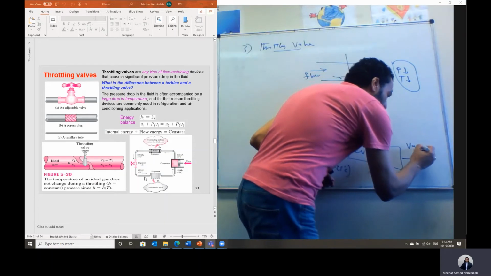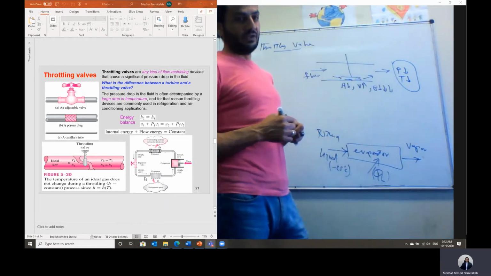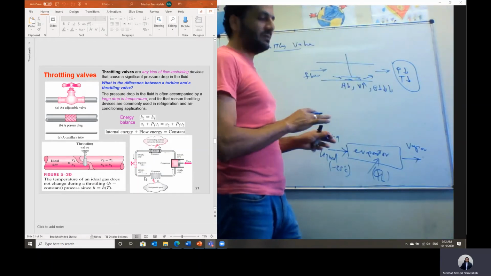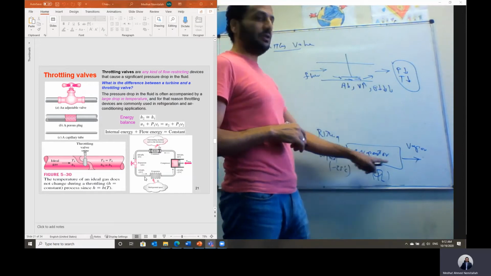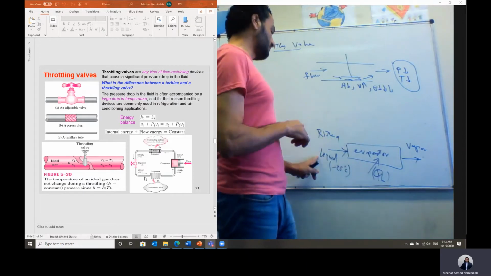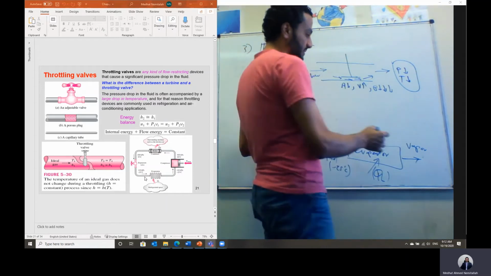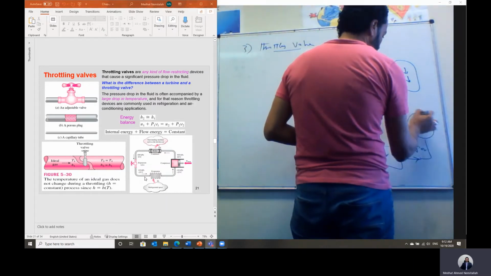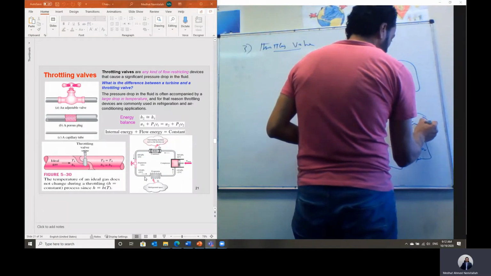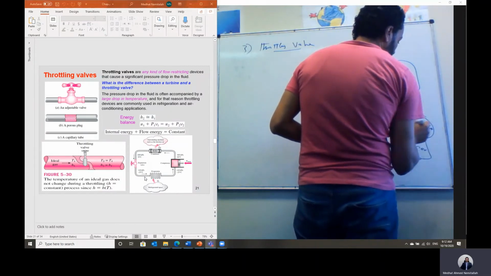Then it is converted to the vapor phase, usually at the same temperature. So this heat is latent heat. It will convert the phase from the liquid phase to the vapor phase. Now this vapor is being passed through a compressor. So we have a compressor in the fridge.